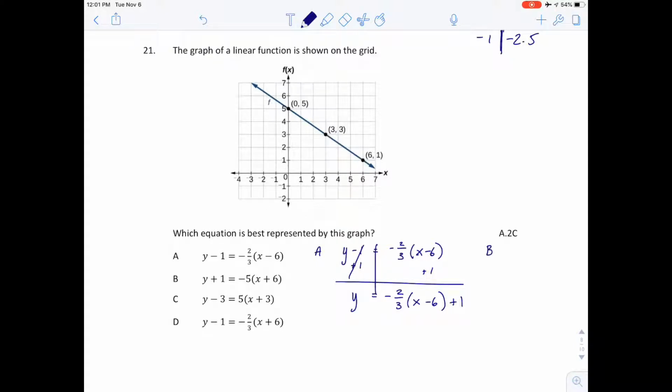Then you're going to do the same thing for B. So B, instead of adding 1 this time, I'm going to get rid of the plus 1 by subtracting 1. So the equation is -5 x plus 6 minus 1. So you'll type that in. See if that gets you what you need. Then you'll do the same thing with C and D. But I'm actually not going to solve those because if you typed A in and you pressed graph, you should have seen that was the correct answer. All right.